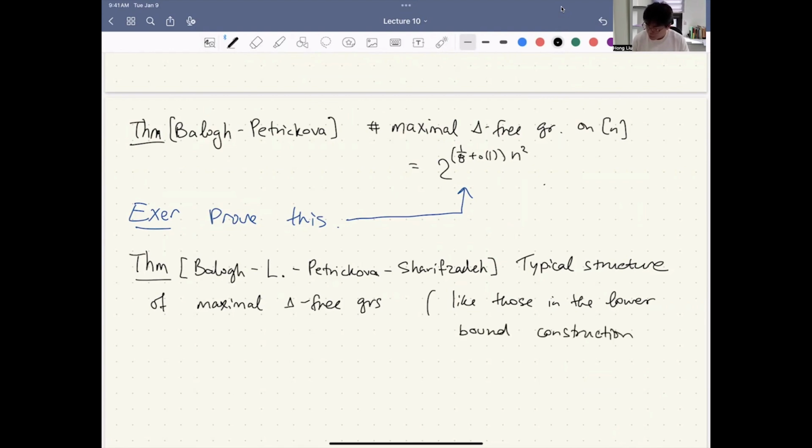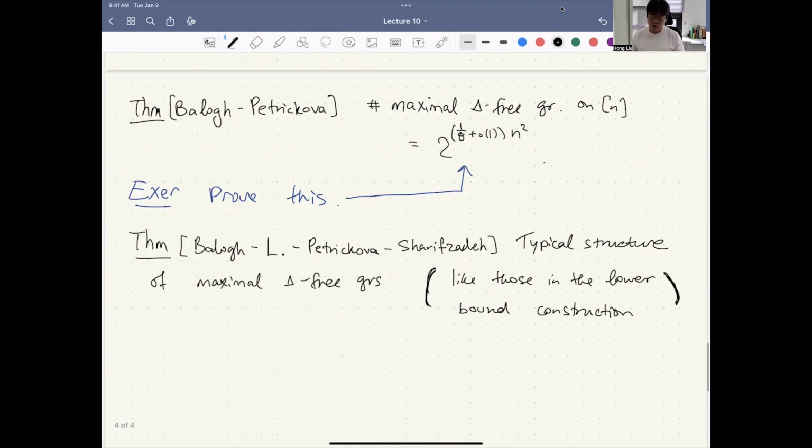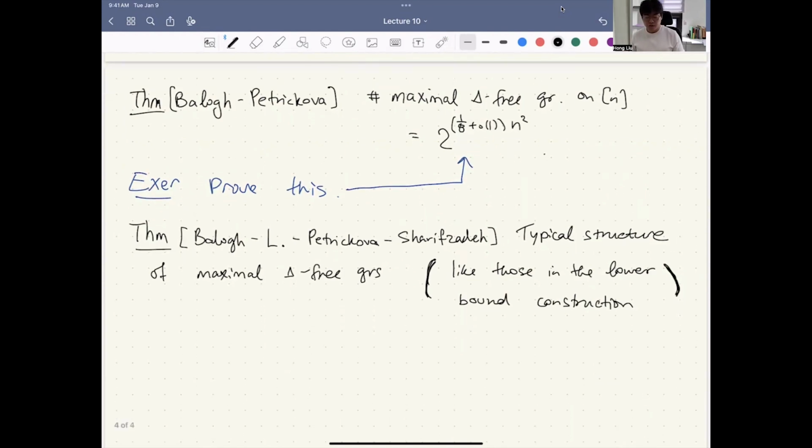I'm not going to say more about this, but instead I will talk about a closely related problem in additive combinatorics, in combinatorial number theory, about sum free sets. So this is all I want to say about triangle free graphs and maximal triangle free graphs. Any question?